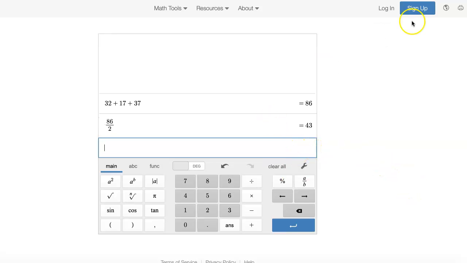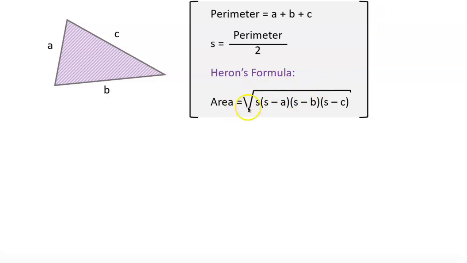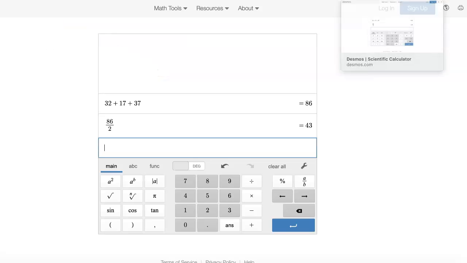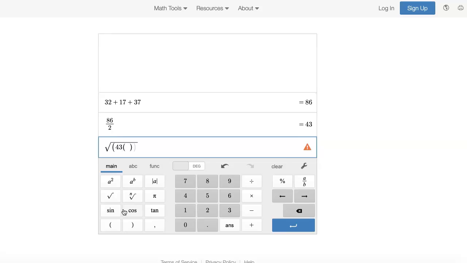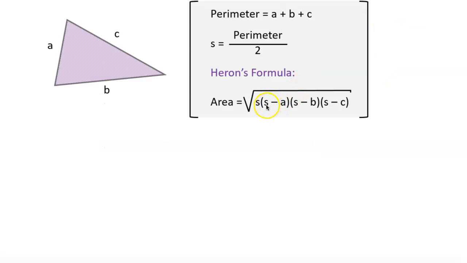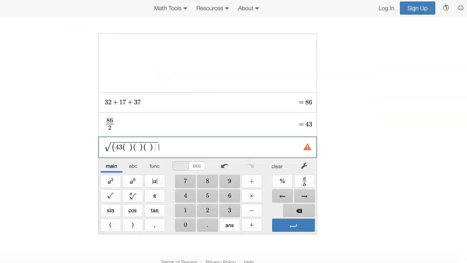So now as we input all of our values into the square root, every time we see an S, we're going to type in 43. So we're going to have the square root with parentheses. We're going to have a 43, and then another set of parentheses, and another set of parentheses. And in each of these parentheses, we're going to have 43 minus, 43 minus, 43 minus.